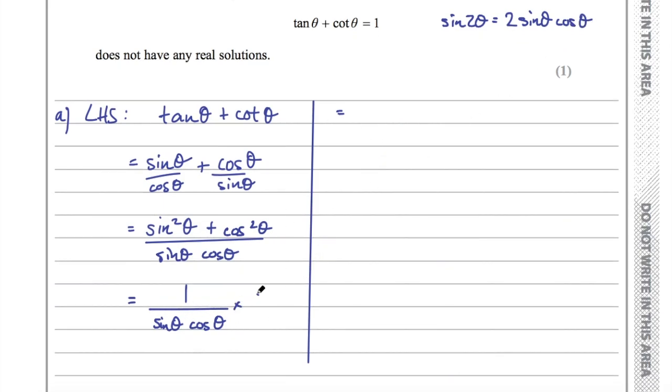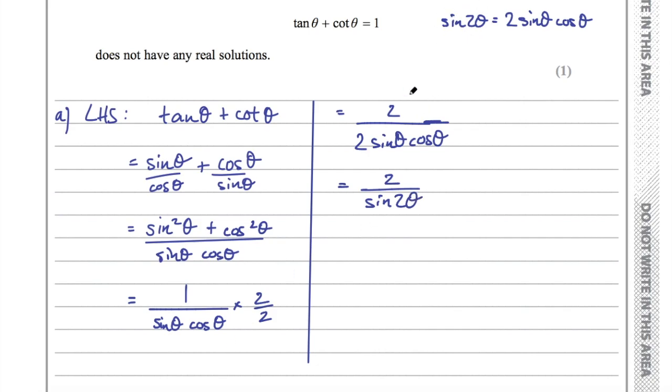We can multiply this by 2 divided by 2. This is the same as multiplying by 1, so we haven't changed anything. So this becomes 2 over 2 sine theta cosine theta. And now you can see that we can change this bottom line into sine 2 theta. So this is going to equal 2 on sine 2 theta.